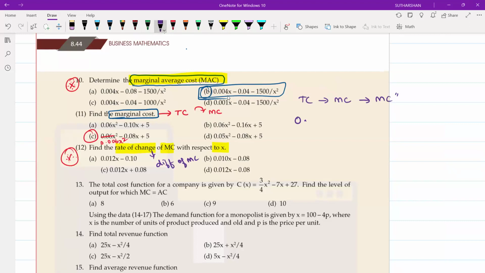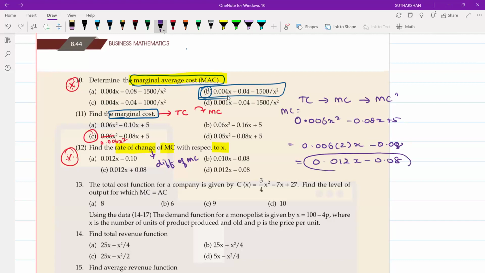So marginal cost is equal to 0.006x square minus 0.08x plus 5. Again, if I differentiate, it will become 0.006 into 2 into x minus 0.08. So it will become 0.012x minus 0.08. Don't forget this rate of change concept. Then 0.012x minus 0.08. So option D is my answer.